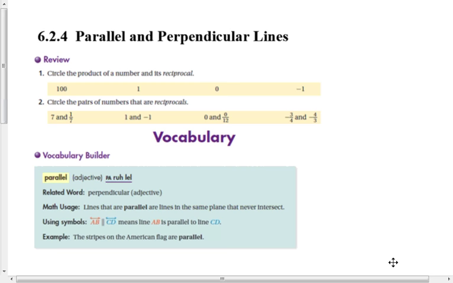In this lesson we are going to learn about parallel and perpendicular lines, and we're going to learn how to represent equations for parallel and perpendicular lines. Go ahead and do 1 and 2 and read the vocab here. I'll pause for you.